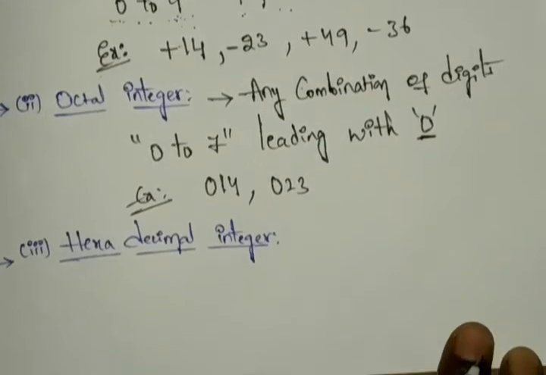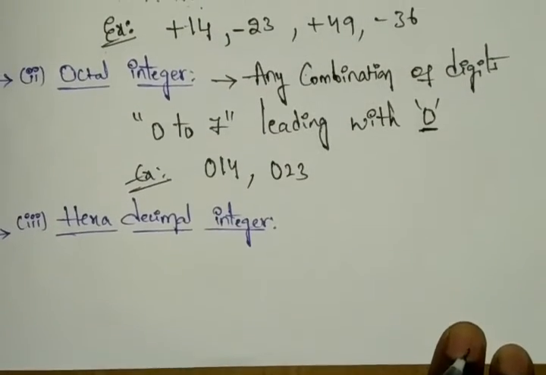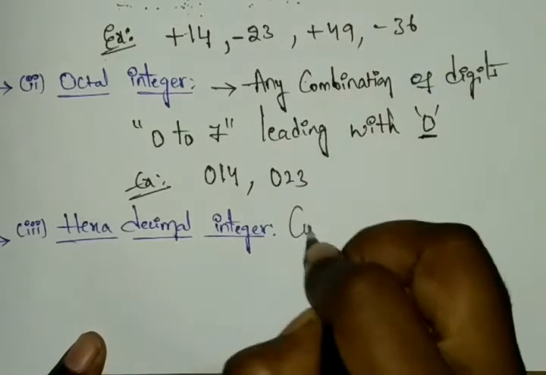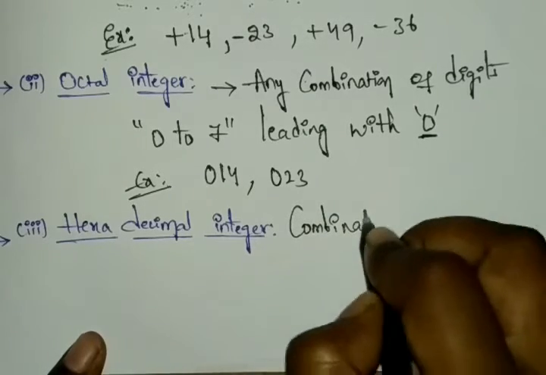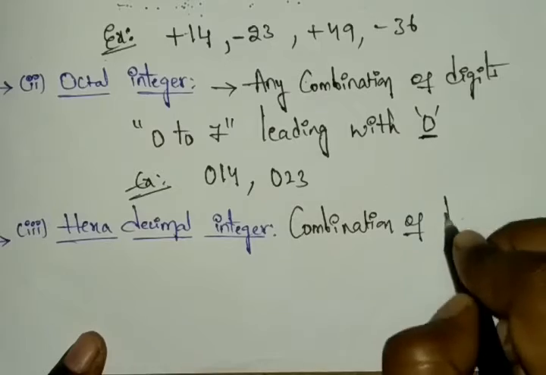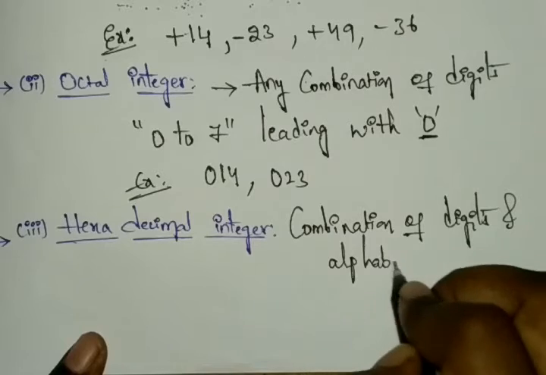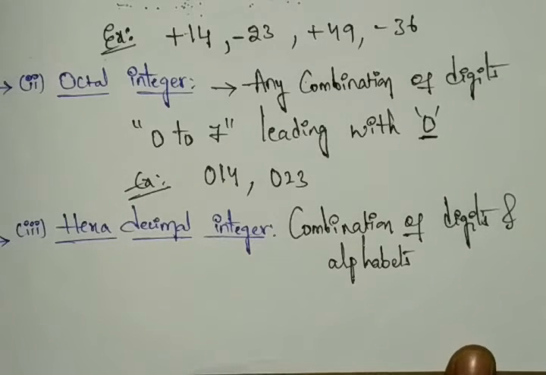And next we have the third one, that is the hexadecimal integer. This hexadecimal integer also has a combination of digits, and it will also have alphabets. It is not only digits; it will have alphabets also. Why? Hexadecimal means 16, right? So including 0, it will have 0 to 15. We have the numbers 0 to 15.